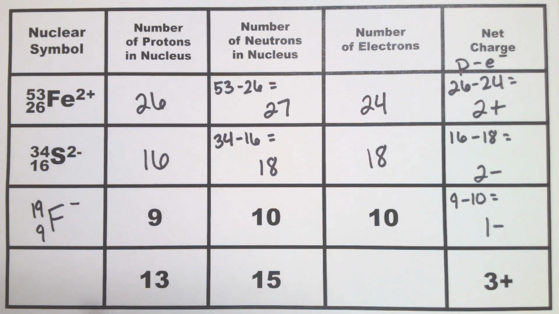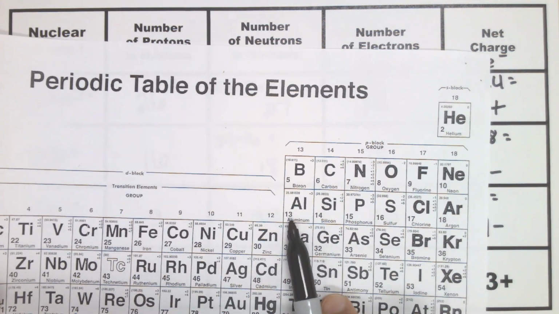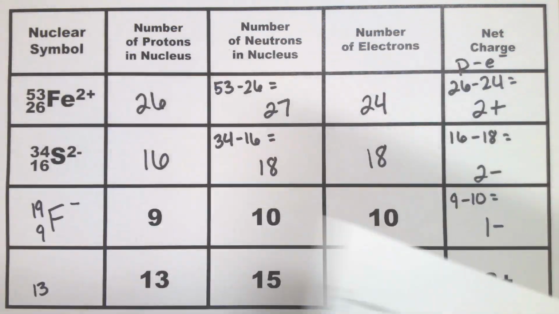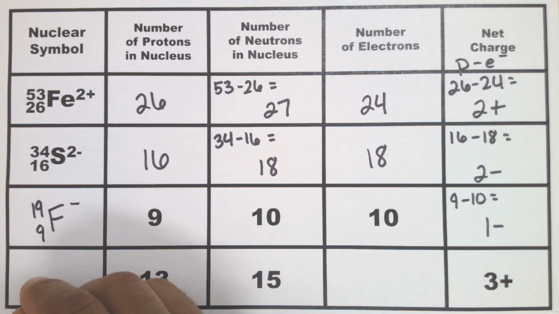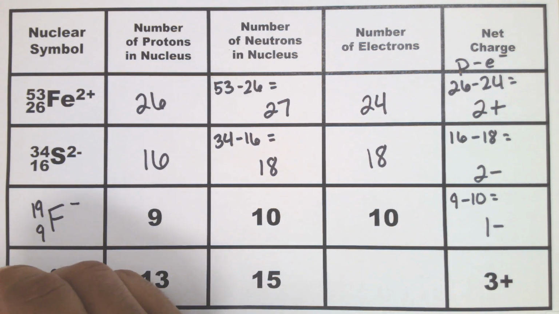And finally, our last example, number of protons in the nucleus is 13. This is atomic number 13. On our periodic table, element 13 is aluminum. The mass number is the protons plus the neutrons, 15. 13 and 15 is 28.